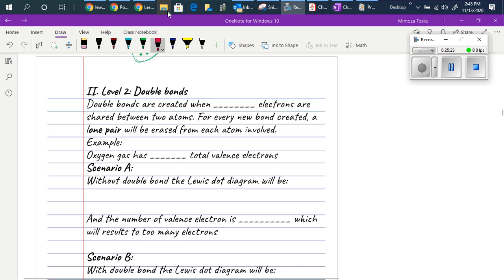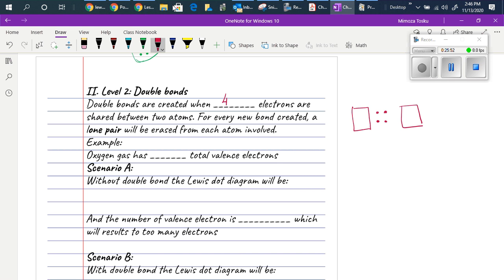Let's move now to the second level of molecular compound, where we are creating the double bonds. When double bonds are created, 4 electrons are shared between two atoms. So we have an atom here and an atom here, and then we have 1, 2, 3, 4 electrons that are shared between each other.